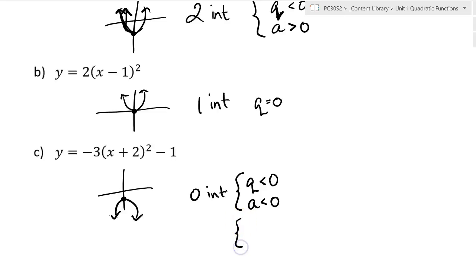Okay, well, if you think about it, potentially, if my vertex is above my axis and then opening upward, I get the same problem. So when Q is greater than 0 and A is greater than 0, we also run into that scenario. So when in doubt, you can always sketch it out like I have here, but these are our general rules that we can use to predict using A and Q.